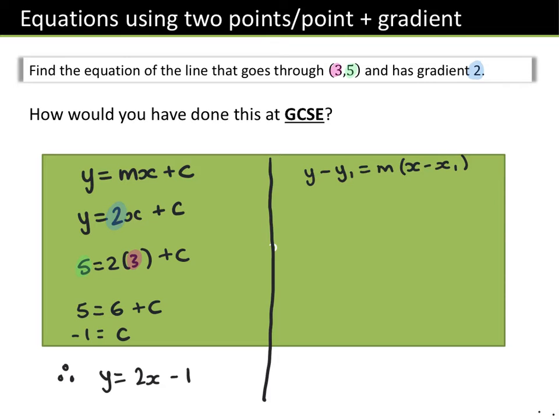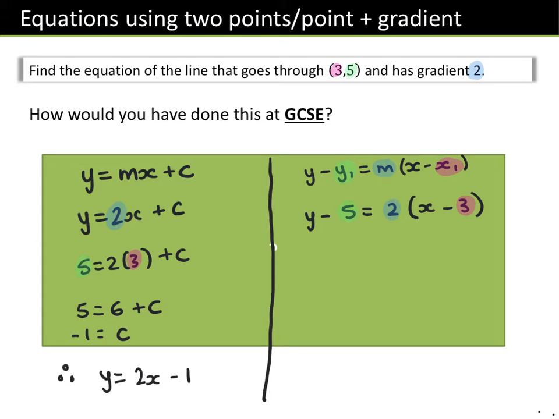And then what we're going to do here is substitute in. So we're going to get y minus 5 equals 2 bracket x minus 3. Okay? And that's because our x coordinate is our x1, so you can see I've put the 3 in there. Our y coordinate is our 5, which is our y1, and our gradient is 2, okay?